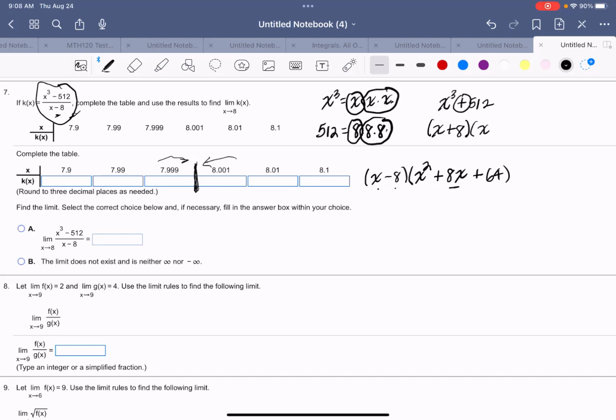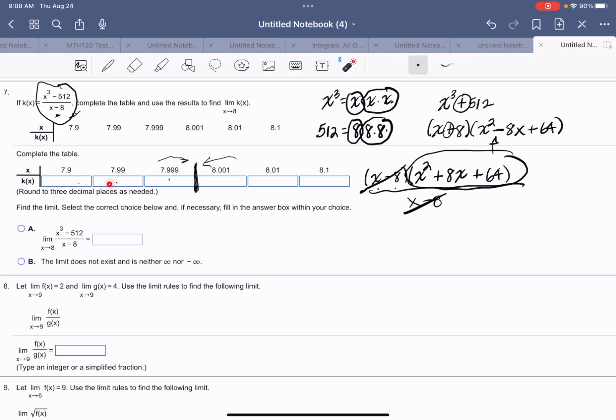The plus would tell us to put a plus in the first binomial and then put the minus in the second position here inside the trinomial. Now, since this is over x minus 8, I can wipe that out, and this is a slightly easier expression to evaluate. So you can plug in each of these values in your calculator in either this expression, the original, or this expression, and you'll get the same answers here. But for the sake of time, I'm just going to look at the 7.999 and the 8.001.